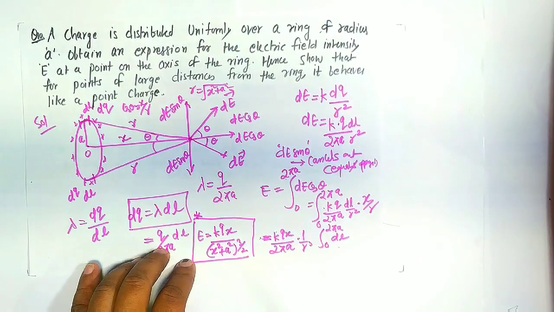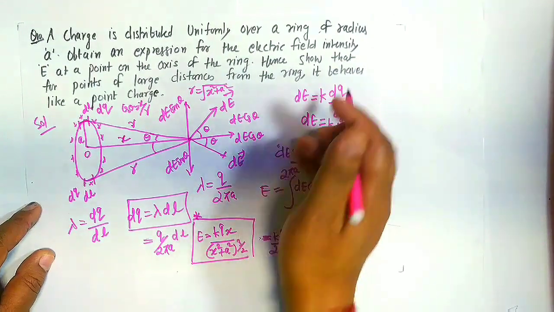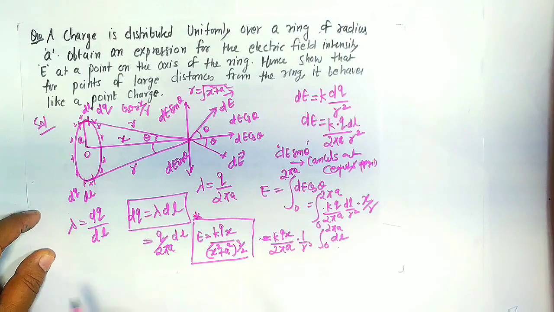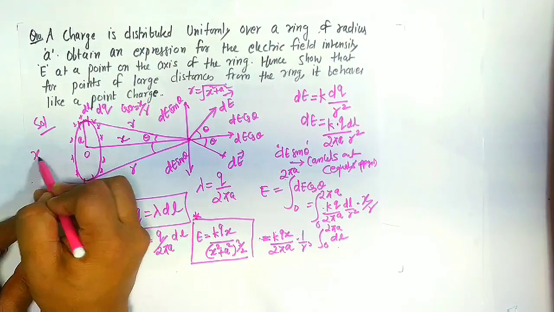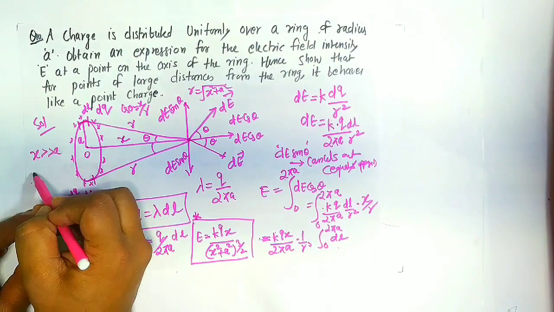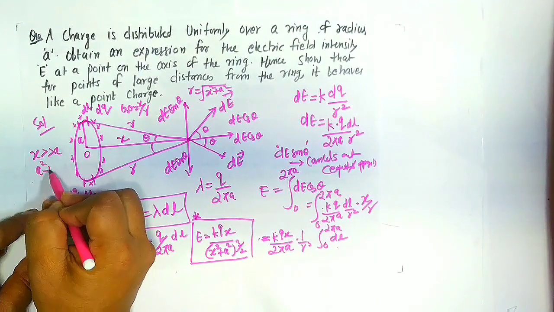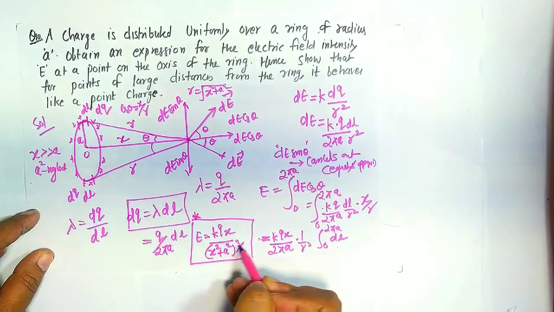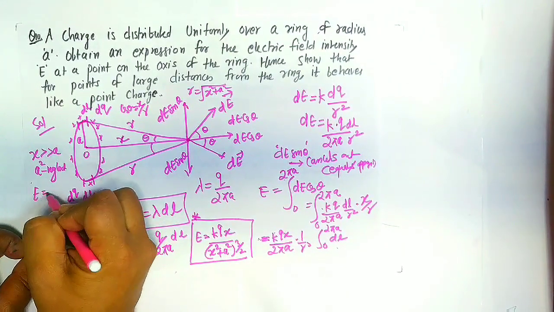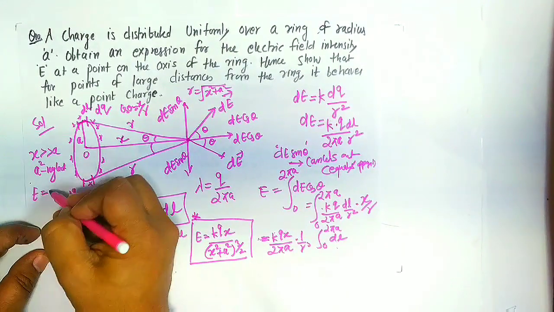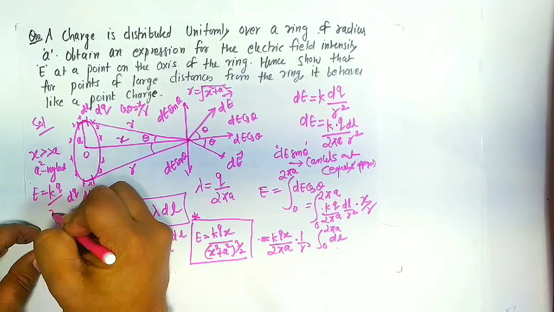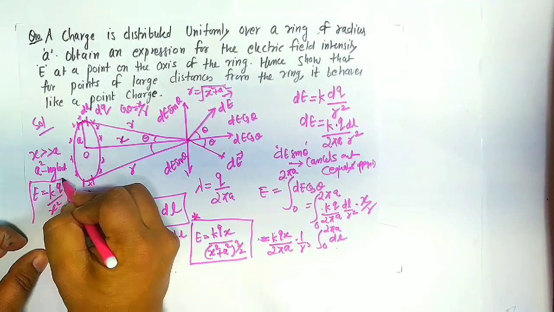So this will be the answer. Got it? And it is written that it behaves like a point charge at large distances. Large distances means that x is much greater than a, so we neglect a square. If you put it here, you are going to get the final answer k q by x square.